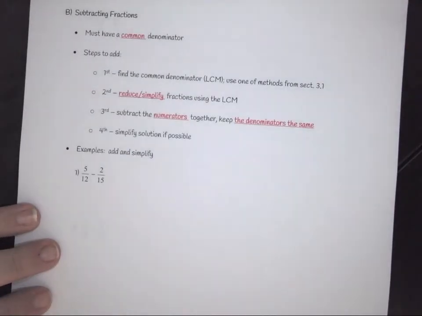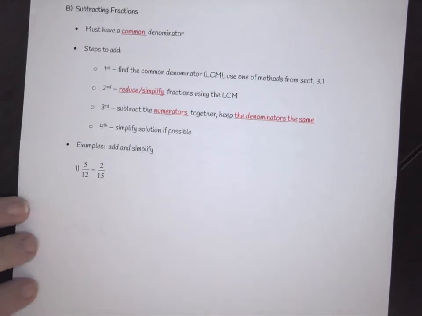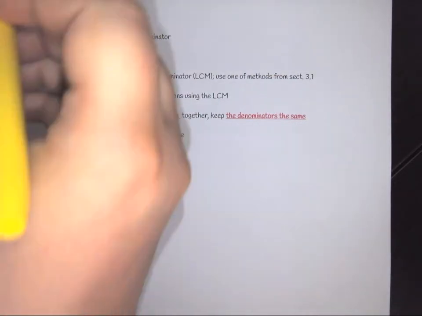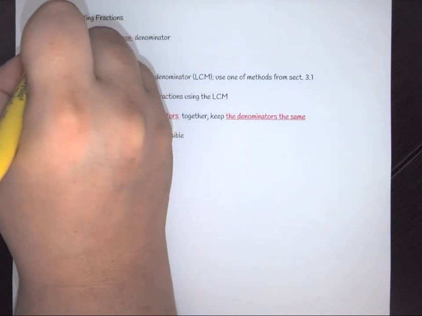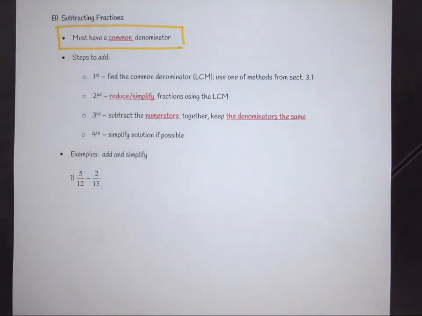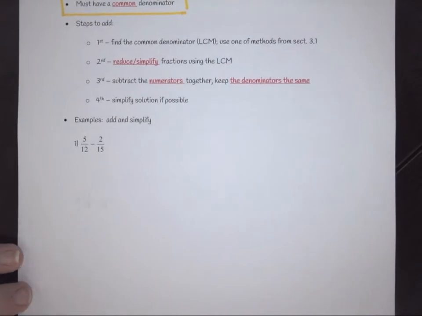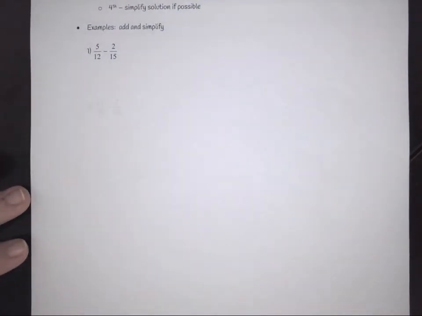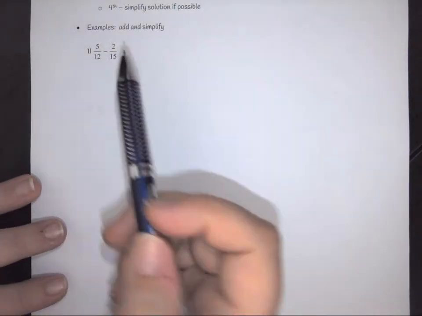Now those were some examples of adding. Here's going to be just a few examples of subtracting. And again, if you notice, we have the exact same definition we had before. Again, our most important rule is that you have to have this common denominator. Again, we're going to go through the same stuff, which is you have to find your least common multiple and work from there.